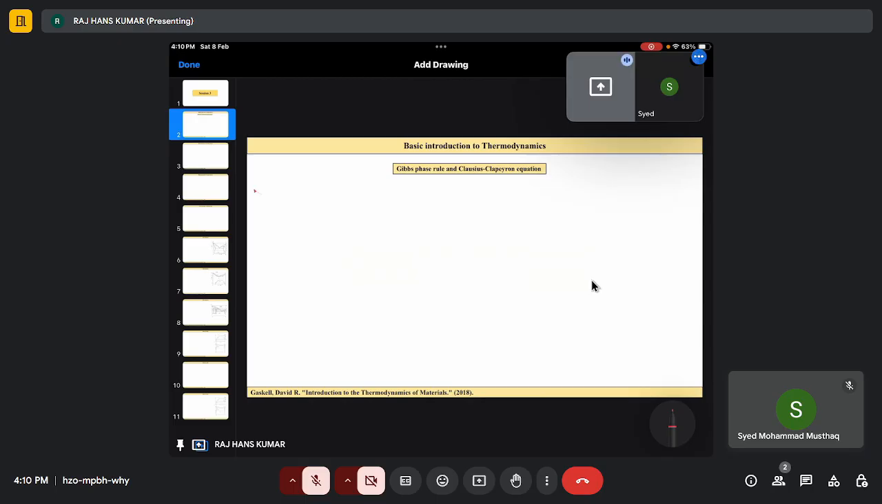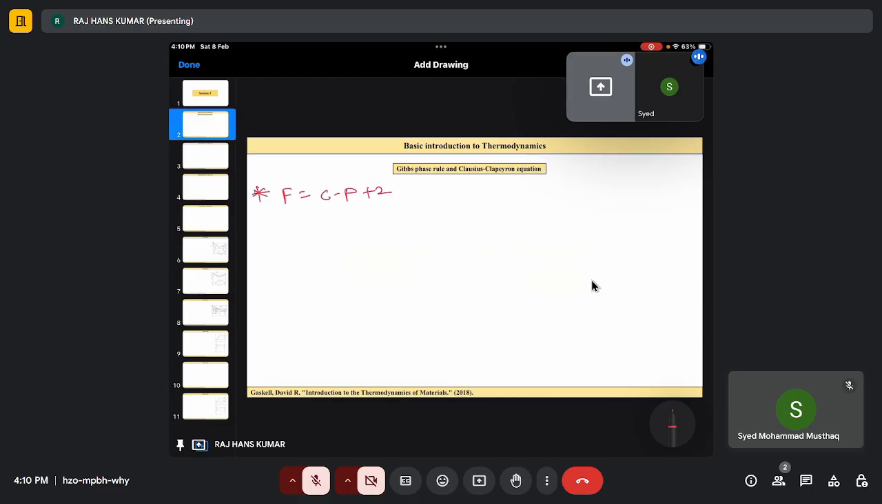So as you all know, the Gibbs phase rule, the number of degrees of freedom F is equal to C minus P plus 2, right? So this was the Gibbs phase rule. We know, right? So how do we derive it?